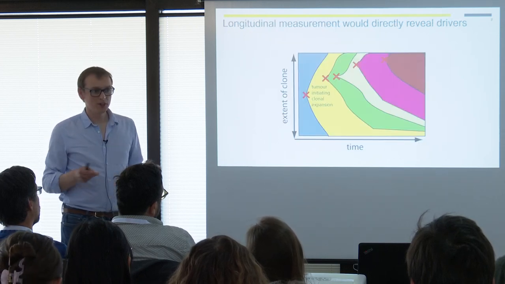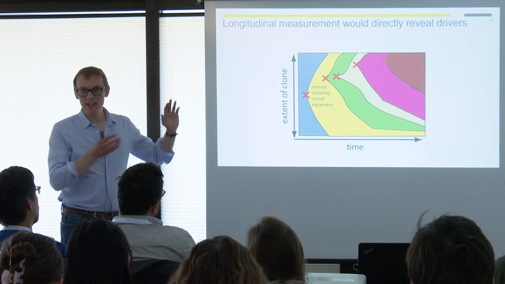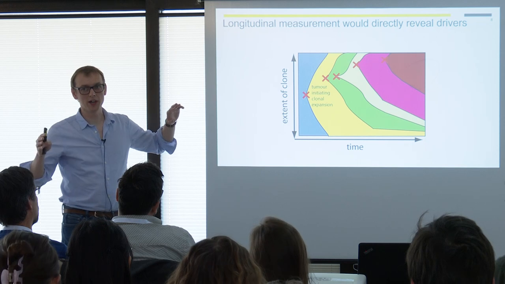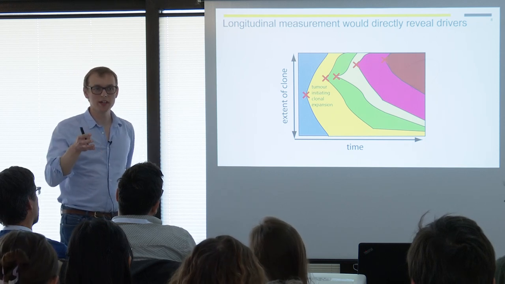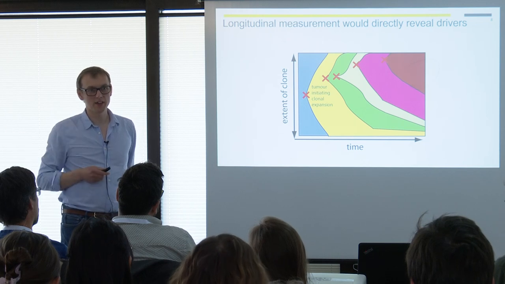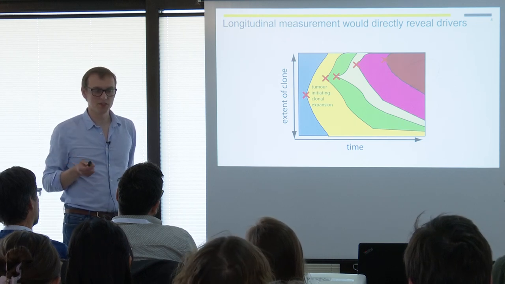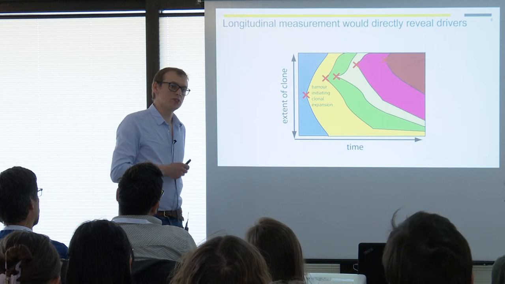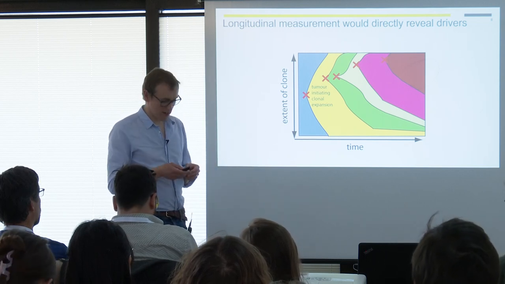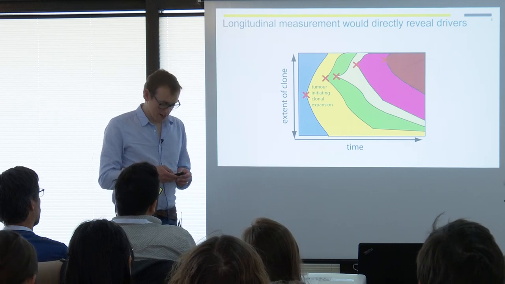So to assess what's the real driver, of course, it would be easy if we could just create this diagram, right? If we could watch in real time and say, well, this mutation showed up here, and we can track over time what the fate of the cells carrying that mutation is, it would be a trivial problem. You just look for the cells which expand, the clones which expand. But the problem is, of course, that we can't measure this directly, as someone explained very nicely this morning.